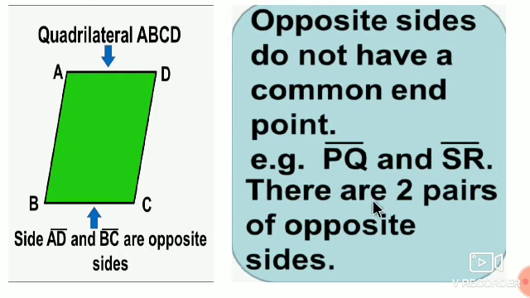So each quadrilateral has two pairs of opposite sides. First pair is AD and BC. Second pair is AB and CD. Understood it?